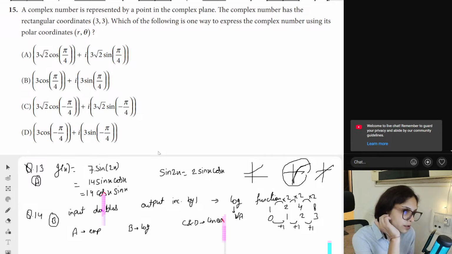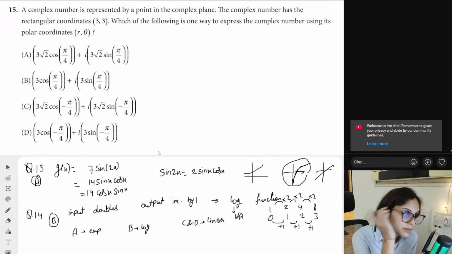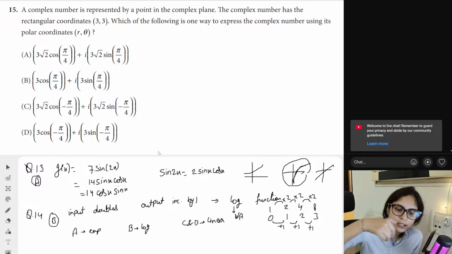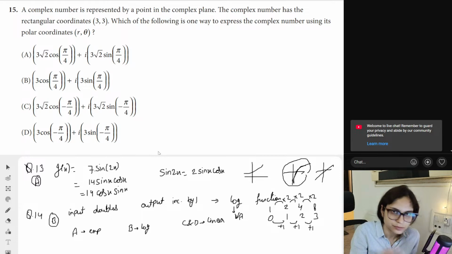Now question number 15. A complex number is represented by a point in the complex plane. This is also the third unit because we're talking about polar functions. The complex number has the rectangular coordinates 3, 3. Which of the following is one way to express the complex number using its polar coordinates r, theta? Polar coordinates are related to your unit circle, and rectangular coordinates are your x and y.